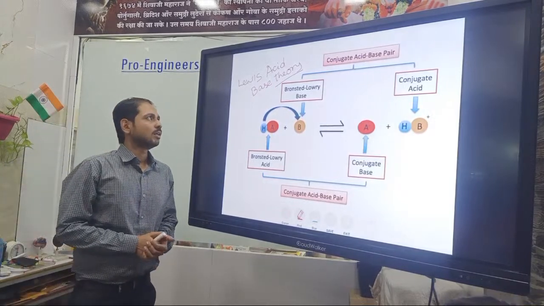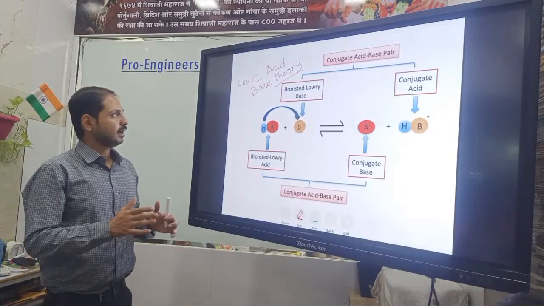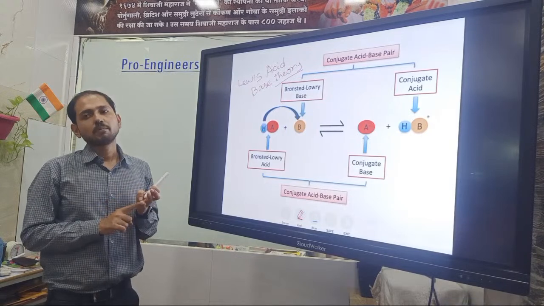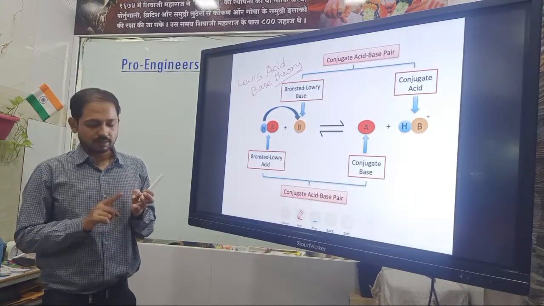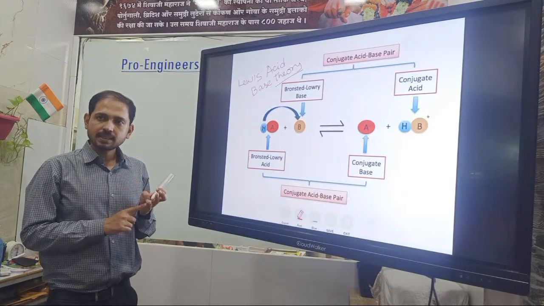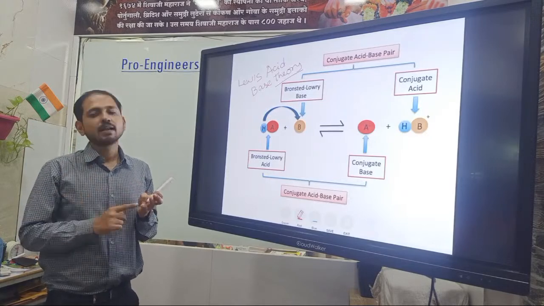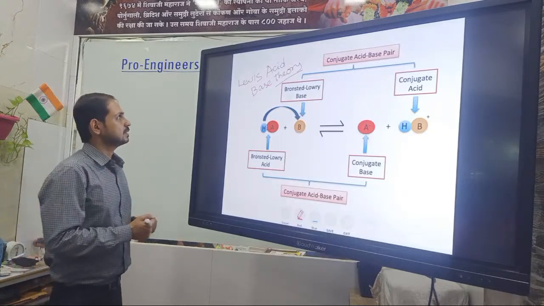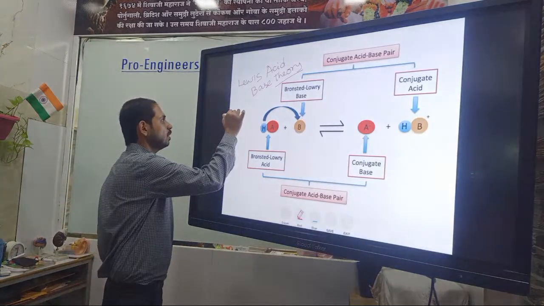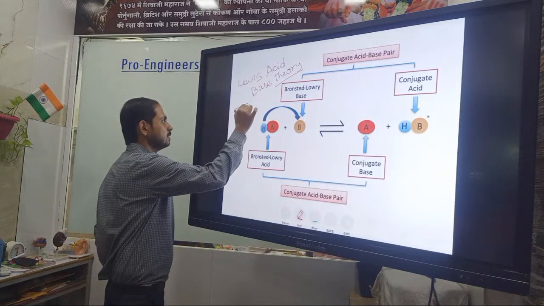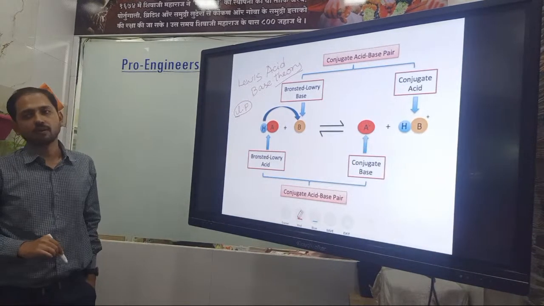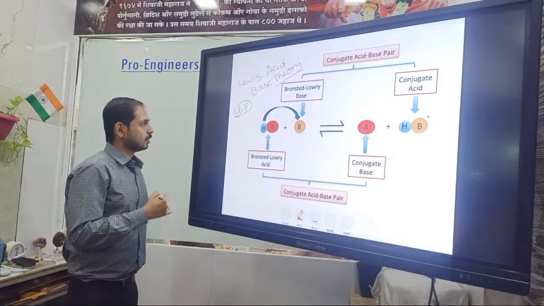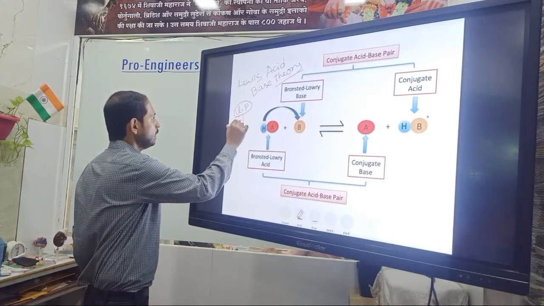So now just again revising things. In Arrhenius acid base theory, acids are those which give H plus, bases are those which give OH minus. Bronsted acids are those which give protons, H plus, and bases are those which accept H plus. Now this Lewis acid base theory is based on the concept of lone pair. Have you heard this word, lone pair? The free electron present in the molecule, right? So now according to this theory, lone pair acceptor.